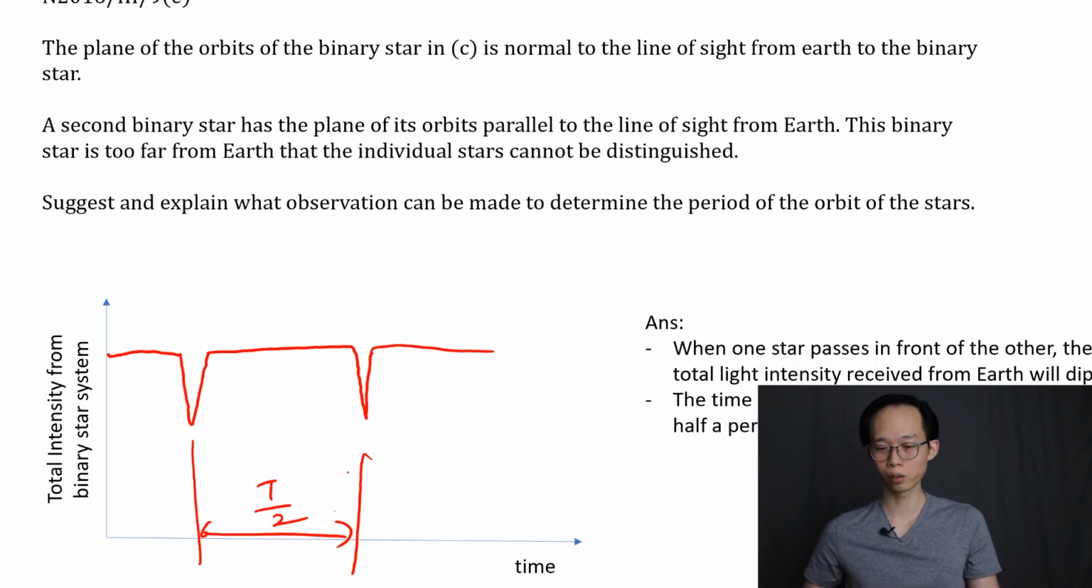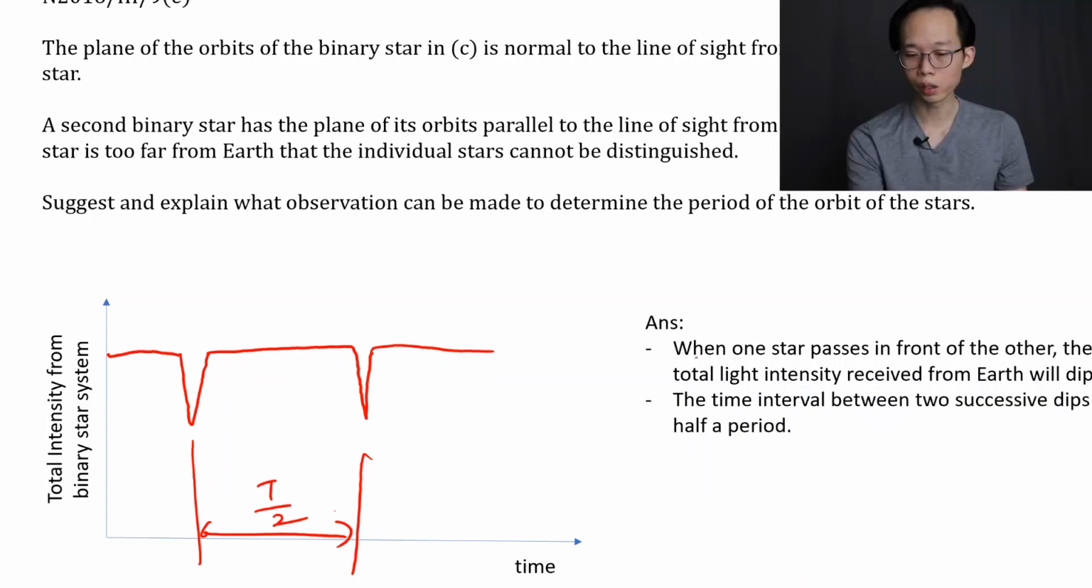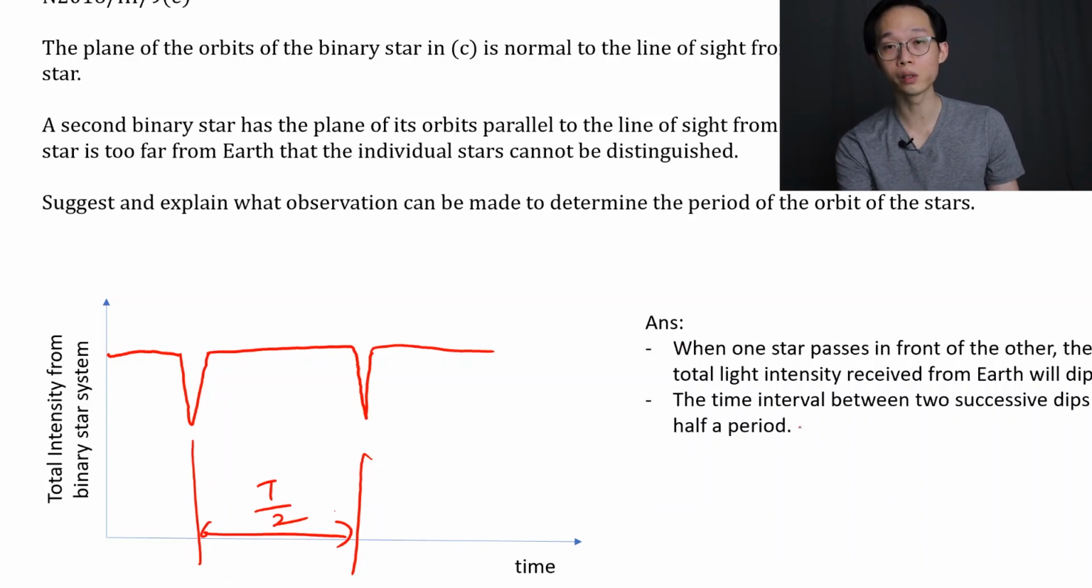Simple as that. So how do we answer this question? We can just say that when one star passes in front of the other, the total intensity received from the star system will drop. If we measure the time interval between two successive dips, this will give us half a period. I hope this animation clarifies this question for everybody.